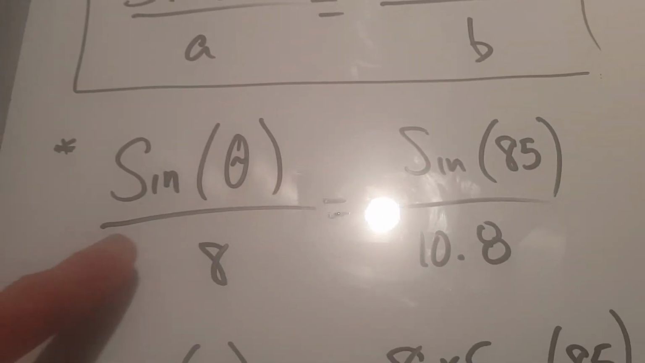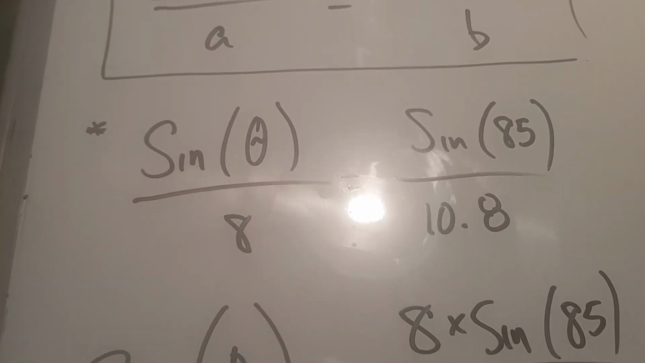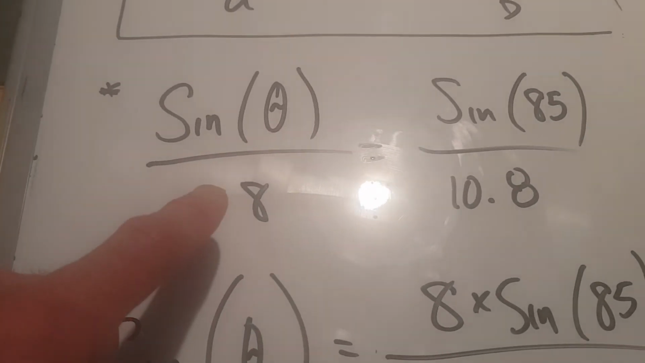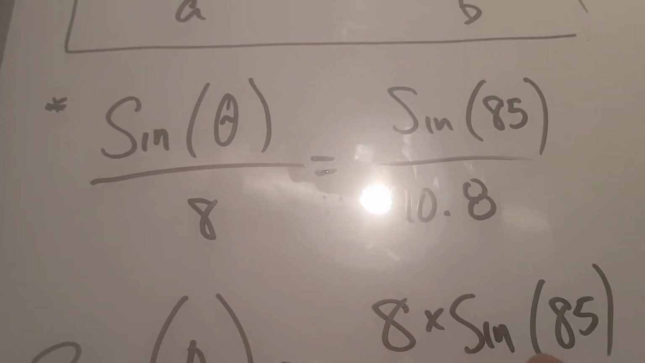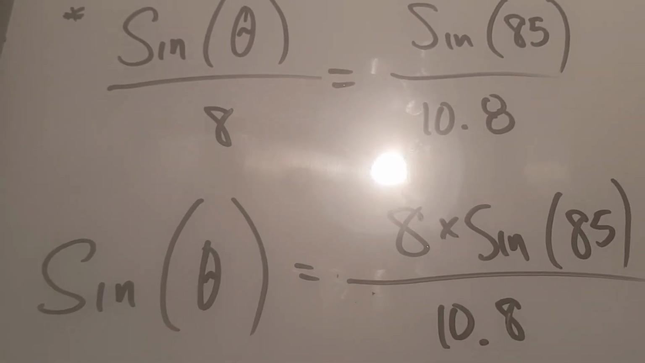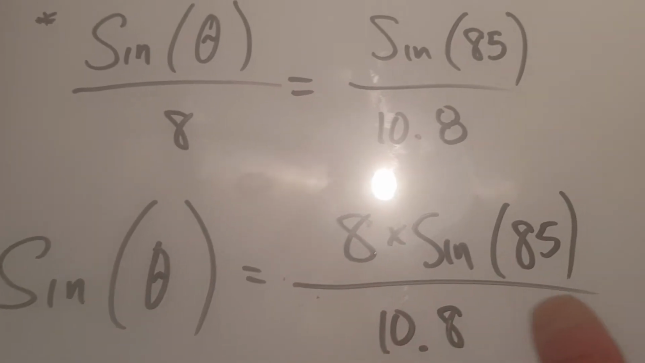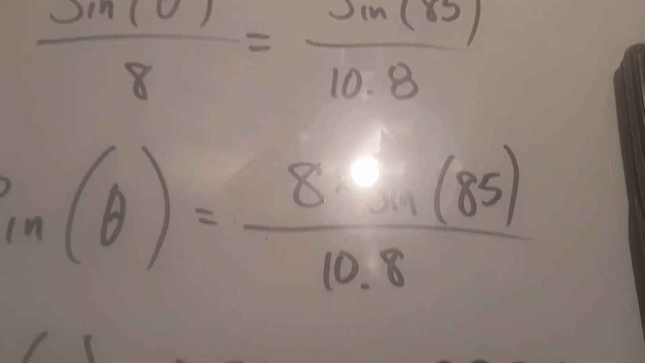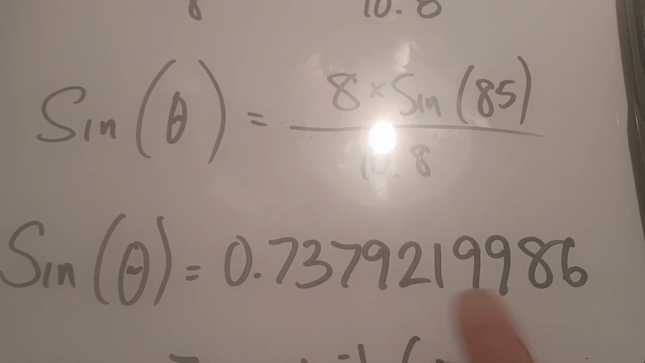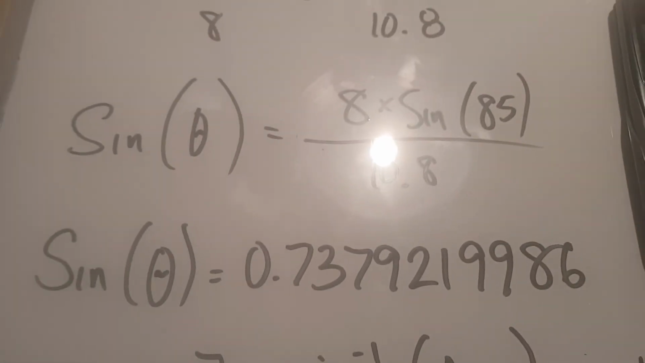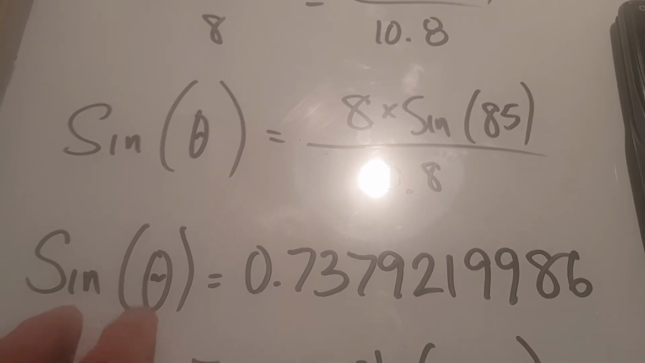Now we need to solve this. I need to get the sine of theta by itself, so this divided by 8 needs to go away. I'm going to get rid of dividing by 8 by multiplying by 8. So 8 times the sine of 85 gets the sine of theta all by itself. When we put into our fraction 8 times the sine of 85, divided by 10.8, I get that fraction. So I know the sine of theta is that great big decimal, and you're going to leave that in there. No rounding until later.